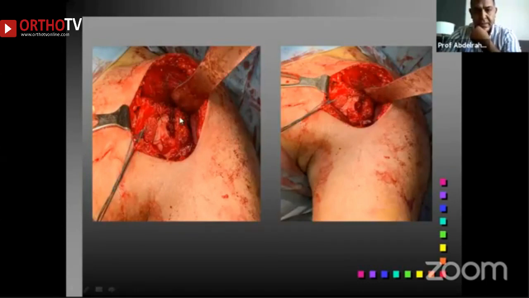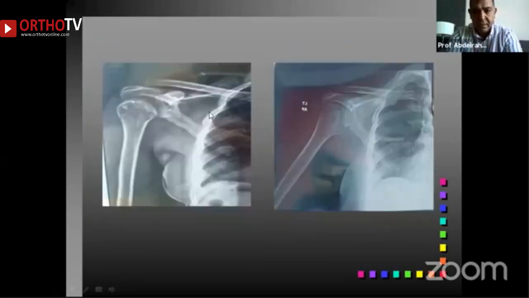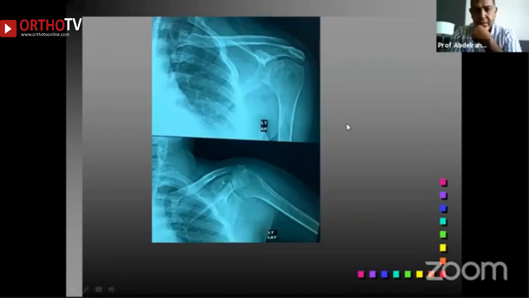This is the trough sign, as you see it. And this is a flake of bone from the insertion of the subscapularis. And then we do release, and we then do anterior position of the subscapularis. This is the post-operative. The head is inside the glenoid. And these are other X-rays, the patient doing well.